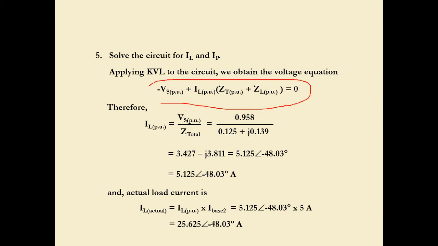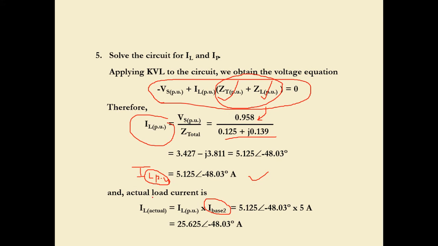So we have minus Vs plus IL. Again, this is the voltage drop at ZT, and this is the voltage drop at the load impedance. Rearranging in terms of IL, we have Vs over Z total. This is actually Z total, ZT transformer plus ZL load. Then substitute all the values, 0.958, and then the total Z. We might get the IL, the load current pu, which is 5.125, etc. Then for the actual value from ILPU, you just multiply by I base 2.